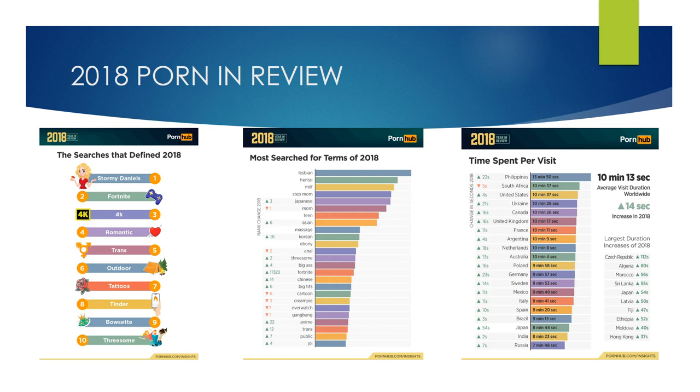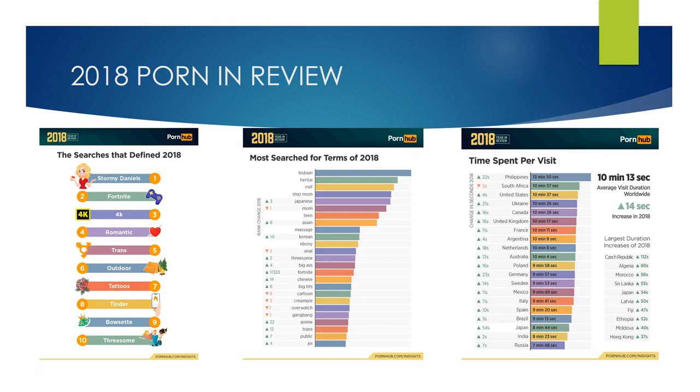4K, romantic, trans, outdoor. Most search terms, as I said, for all countries in 2018 are lesbian and hentai and MILF. There's a lot of porn around stepmom and stepsisters, which is really interesting when we start looking at dissociation and interesting fantasies of that. Time spent per visit, right? So in Canada, we've increased to 10 minutes and 13 seconds, and I think last year it was 9 minutes and 27 seconds. So you can see different durations there.